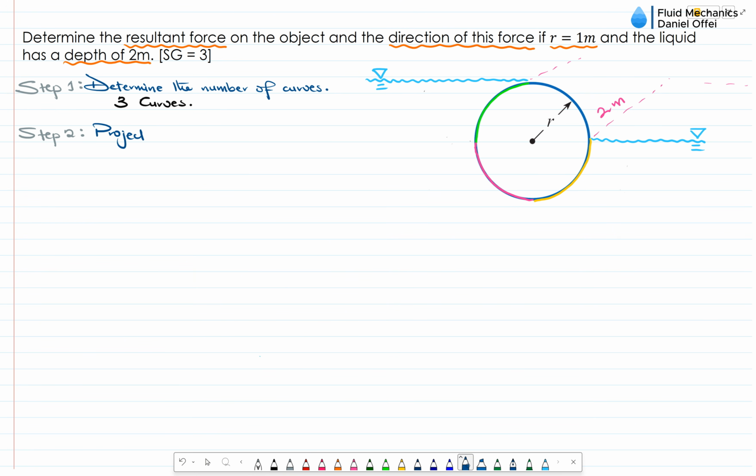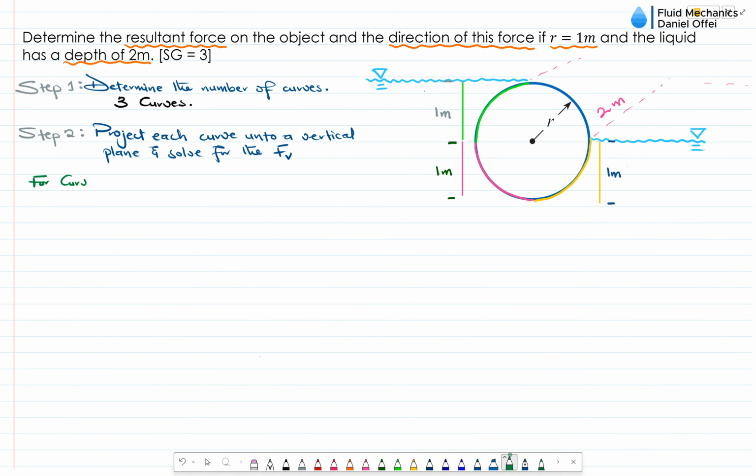Then from the steps that we've talked about, we need to project each curve onto a vertical plane and solve for the horizontal forces. And don't forget how to determine your y bar.